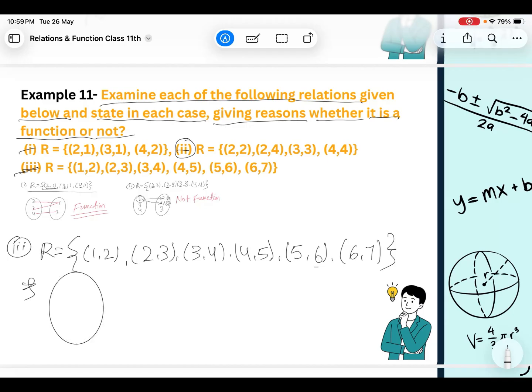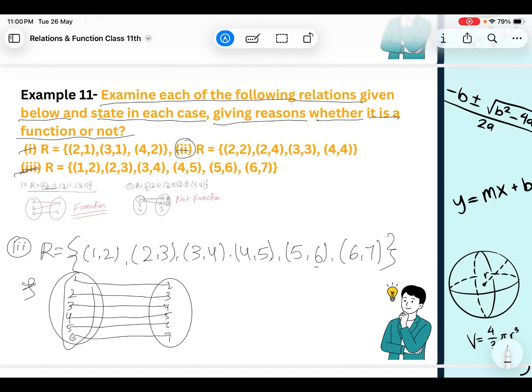Yeah, now good. So we have 1, 2, 3, 4, 5, 6 in the first set, and 2, 3, 4, 5, 6, 7 in the second. So 1 to 2, 2 to 3, 3 to 4, 4 to 5, 5 to 6, 6 to 7. For every input we have a single output, or we can say we have a single image of every element of A, right? Suppose this is A and this is B. Okay, so this is a function.